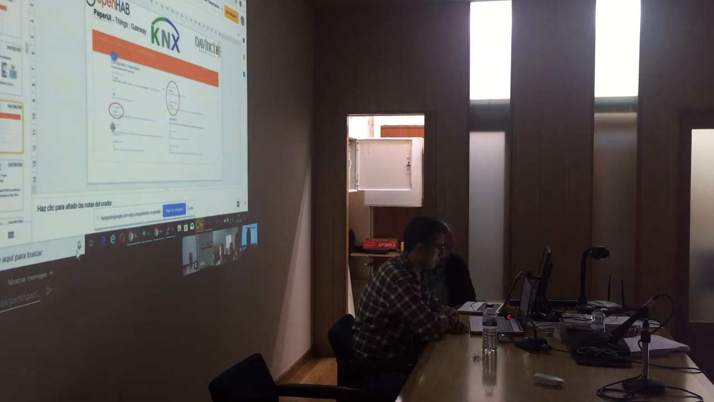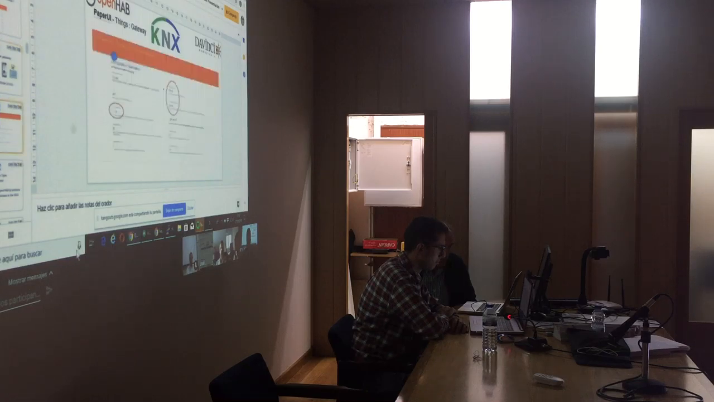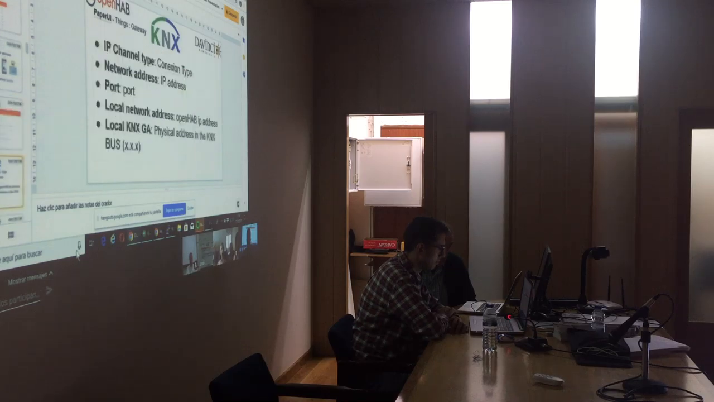So the point would be, you add the binding, and you have to configure the binding. How do you configure the binding? You have to add in the configuration parameters the IP address of the device, and you have to add the physical address on the Kinix bus of the device.